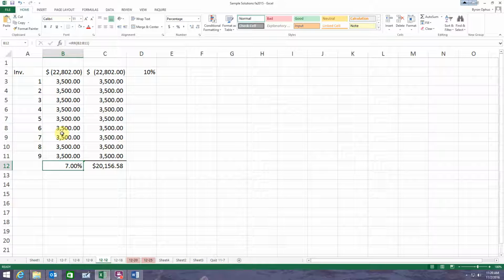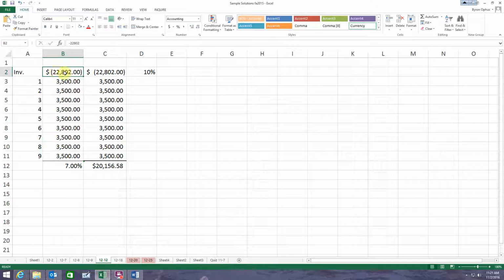For 12-12, it says King's Department Store is contemplating the purchase of a new machine at a cost of $22,802. We're going to have $3,500 per year cash flow for 9 years. King's has a cost of capital of 10%. Using the internal rate of return method, evaluate the project and indicate whether it should be undertaken. And I actually did a couple different methods here, but let's take a look at internal rate of return.